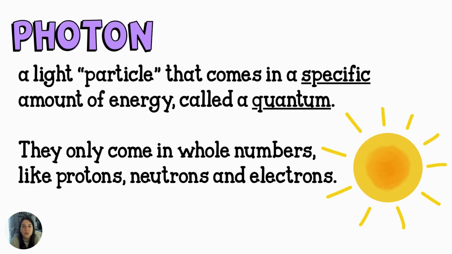And it is going to contain a little pocket of energy, and that is called a quantum. Multiple of them would be called quanta. And they are only going to exist in whole numbers, the same way protons, neutrons, and electrons exist only in whole numbers. And this is part of what gives us the idea that it might be a particle, that it only comes in whole numbers.